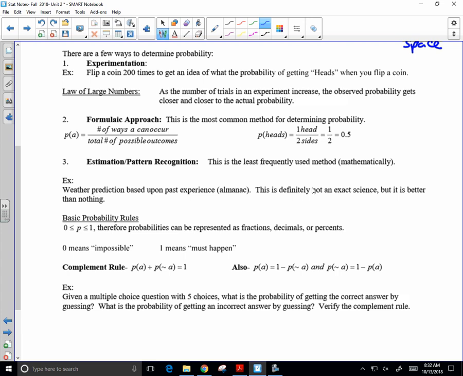The third type is estimation and pattern recognition, least frequently used. I've been meaning to change this one for years. I say mathematically, that's not really true, just in this class. So I'll make that adjustment if somebody wants to submit that for a typo, because it's very frequently used mathematically. We estimate and determine patterns all the time. So I don't know why I wrote that, but I did. So anyway, yeah, pattern recognition.